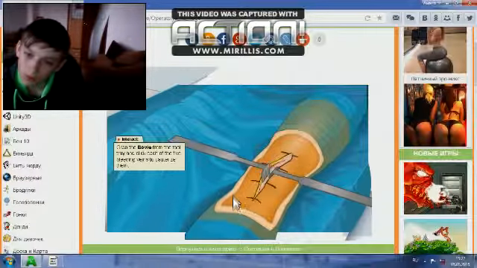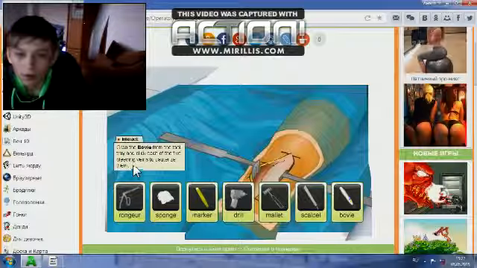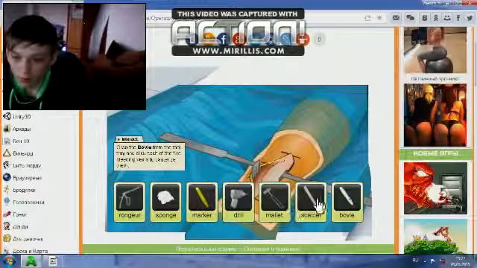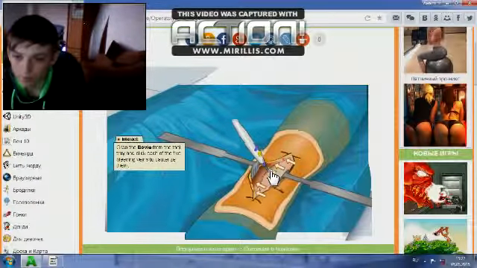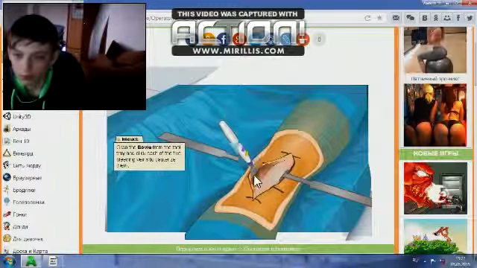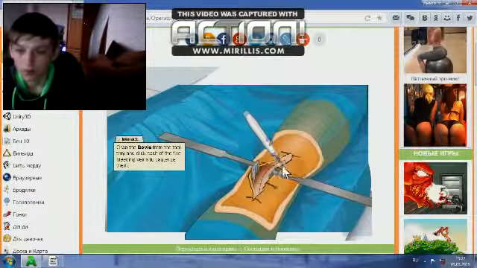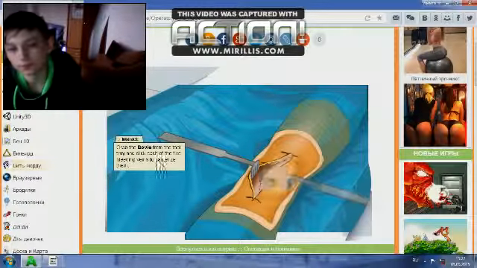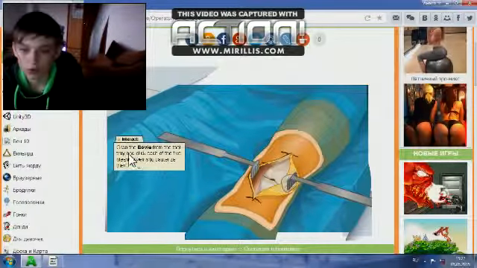Let's use the Bovie pencil to cauterize the veins. This will help decrease blood flow into the surgical field. Что это? The rake retractors fold the skin and tissue out of the way, exposing our patient's knee.